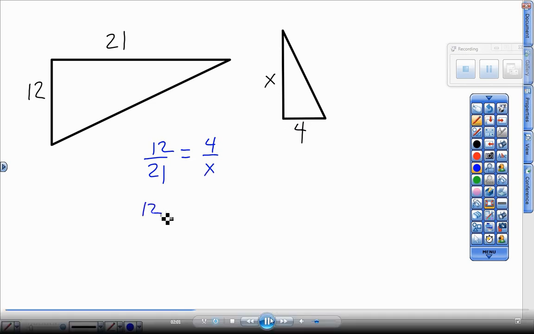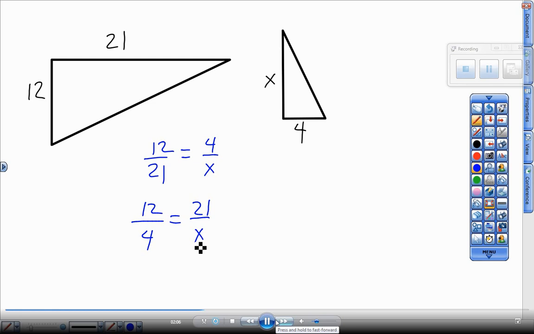And then crisscross. If I choose 12 over 4, so that would be the bottom of the big one over the bottom of the little one, as long as I set that up equal to the other side, 21 over x.